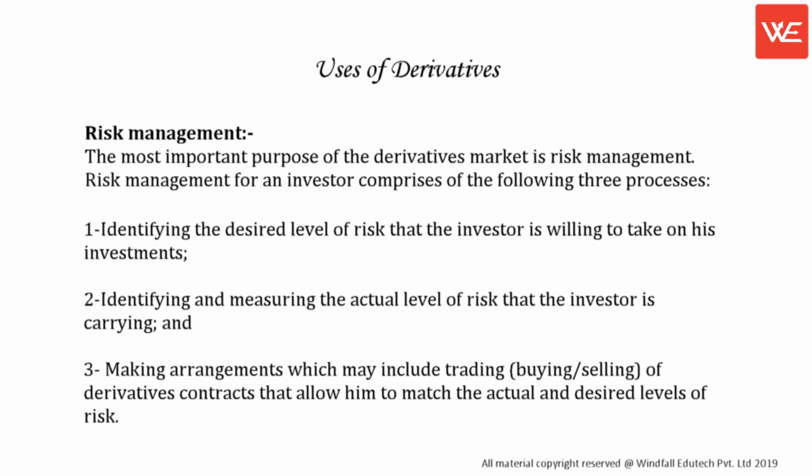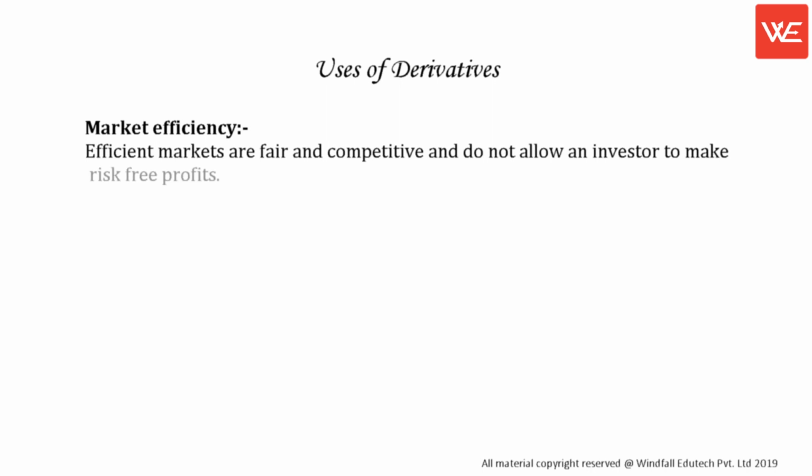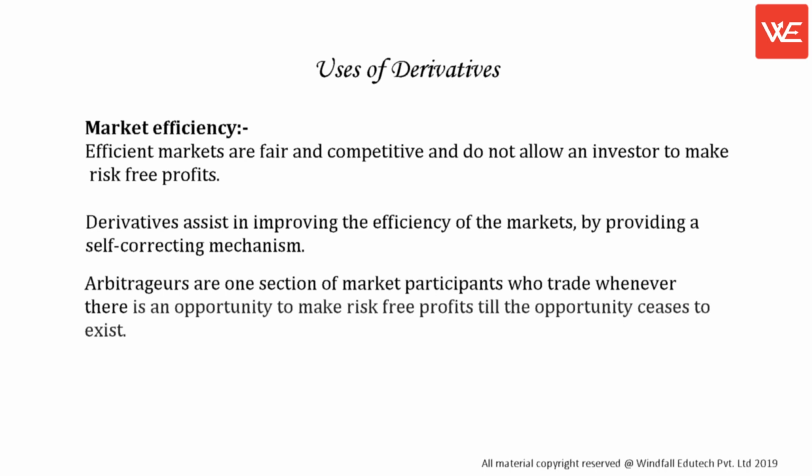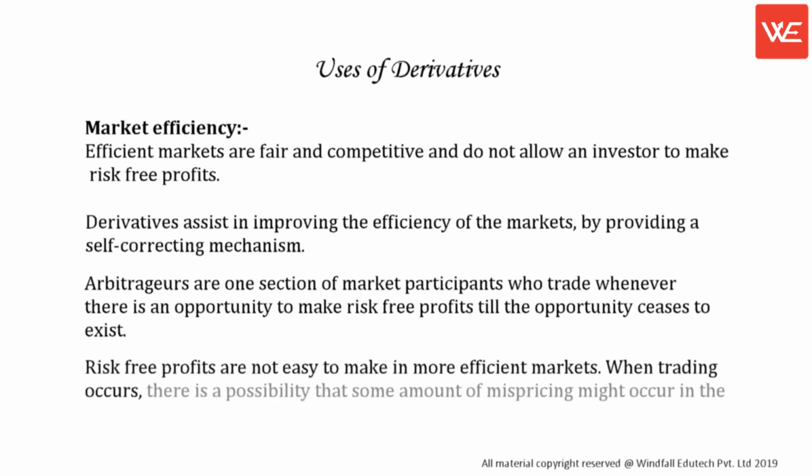Market efficiency. Efficient markets are fair and competitive and do not allow an investor to make risk-free profits. Derivatives assist in improving the efficiency of the markets, by providing a self-correcting mechanism. Arbitrageurs are one section of market participants who trade whenever there is an opportunity to make risk-free profits till the opportunity ceases to exist. Risk-free profits are not easy to make in more efficient markets. When trading occurs, there is a possibility that some amount of mispricing might occur in the markets.